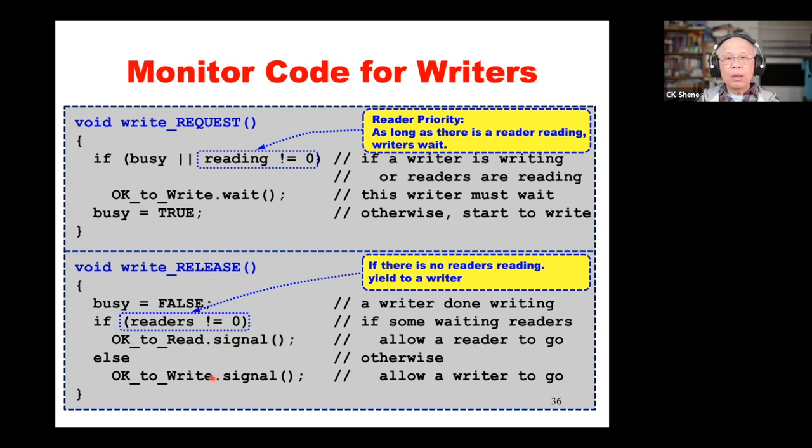But this next writer may not be there. In that case, the signal statement simply disappears. So please pause and hopefully you understand everything before you continue.